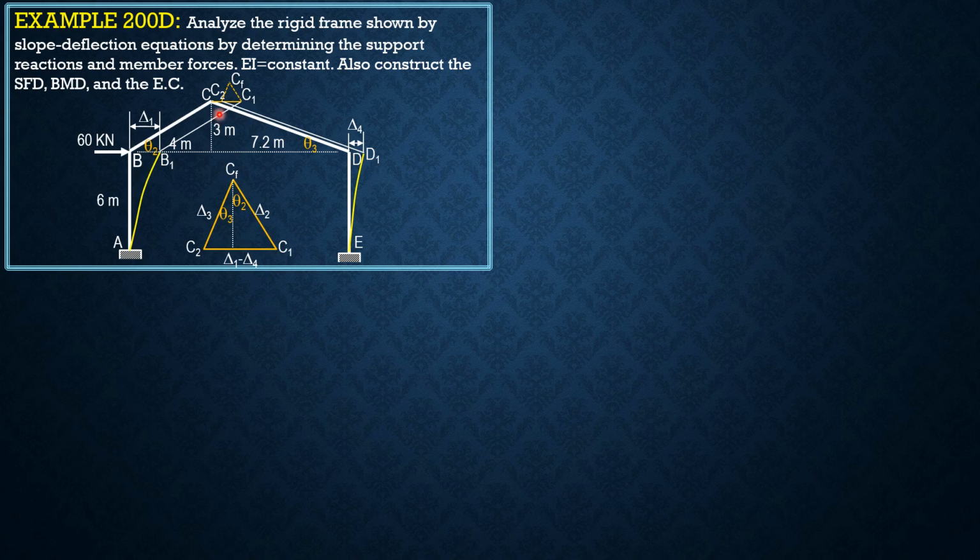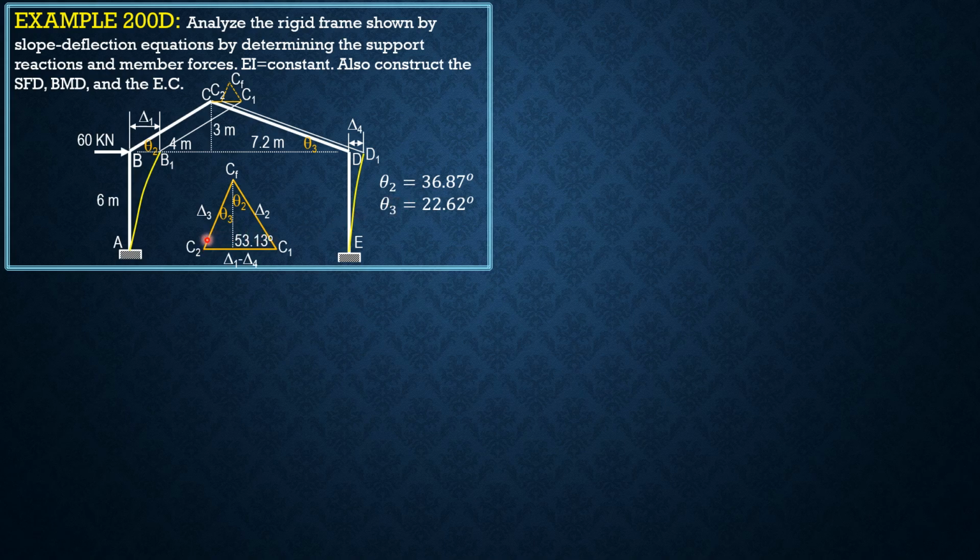So theta 2 is arctan of 3 over 4, so it is equal to 36.87 degrees. Theta 3 is arctan of 3 over 7.2, inverse tangent of 3 over 7.2, so 22.62 degrees. So therefore, for theta 2 plus theta 3, this angle is 90 minus theta 2. So 90 minus 36.87 is 53.13 degrees. This is 90 minus theta 3.